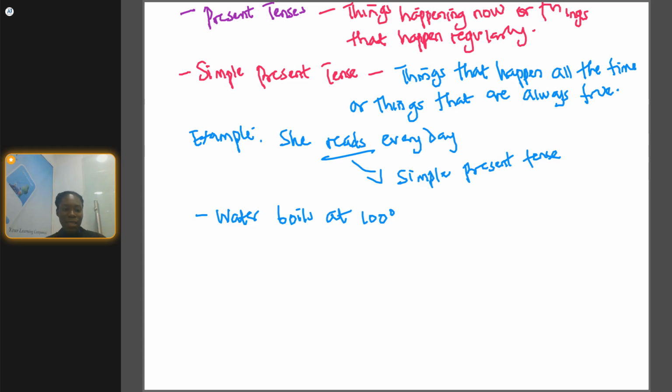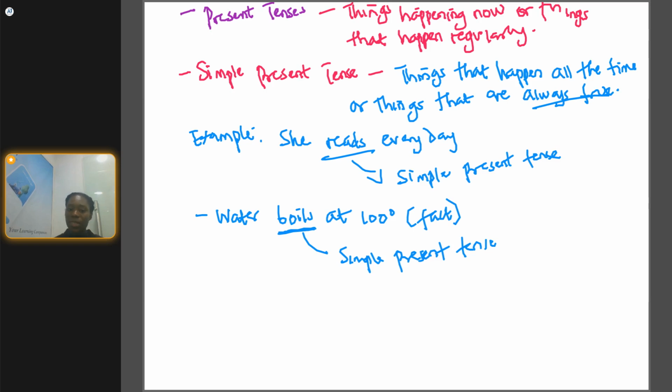So if this is a fact, it means it's something that is always true. It's a fact and it is something that is always true. Water boils at 100 degrees. Something that is a fact or something that is always true. So it means our boils here, which is our verb, is a simple present tense. A simple present tense.